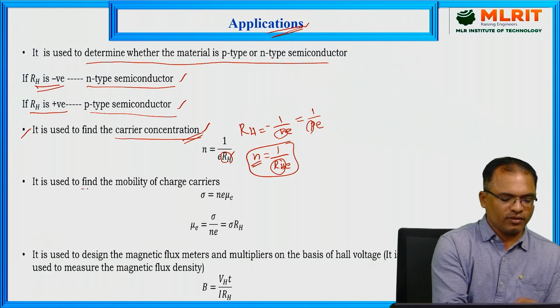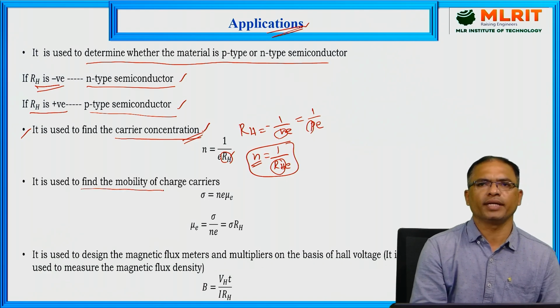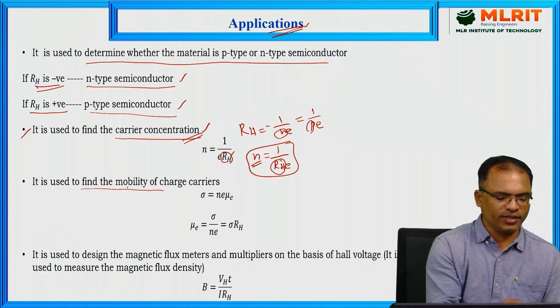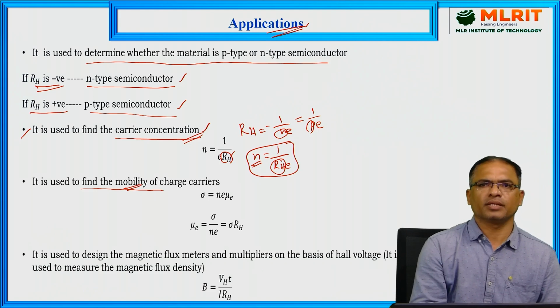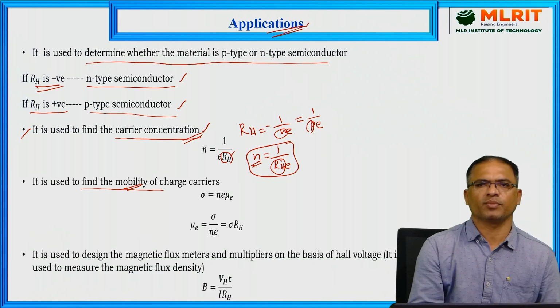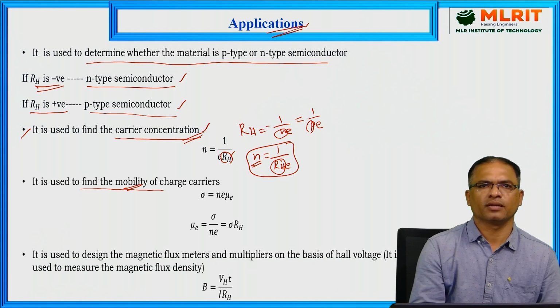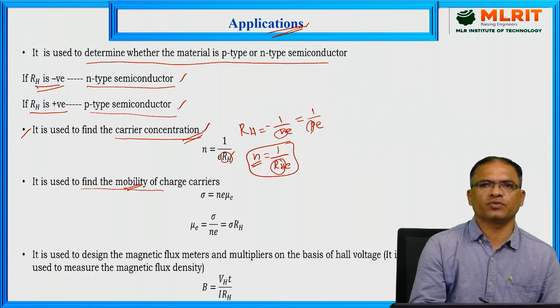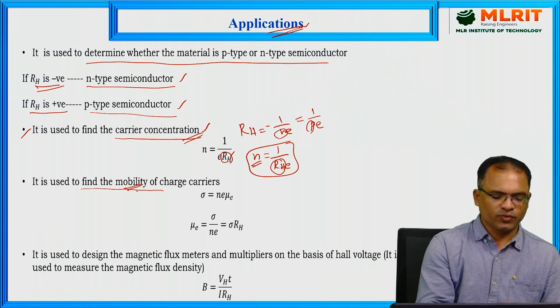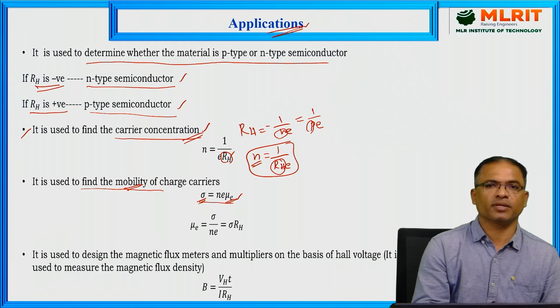And Hall effect is also used to find the mobility of charge carriers. So what is mobility? Mobility is nothing but the ease with which charge carriers are moving inside a semiconductor. When we apply an electric field, charge carriers will move due to the force acting on them. How fast they are moving, the ease with which charge carriers move in the presence of an applied field, is called mobility. Mobility is related to conductivity with this equation, sigma is equal to Ne mu. The more the mobility of charge carriers, the more the conductivity of that sample.